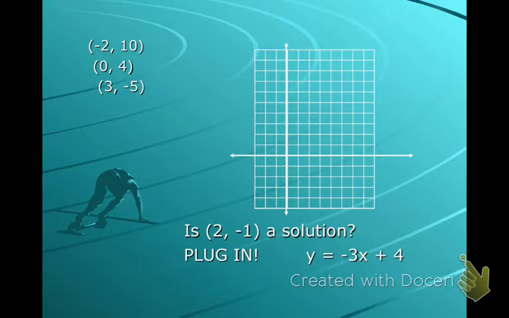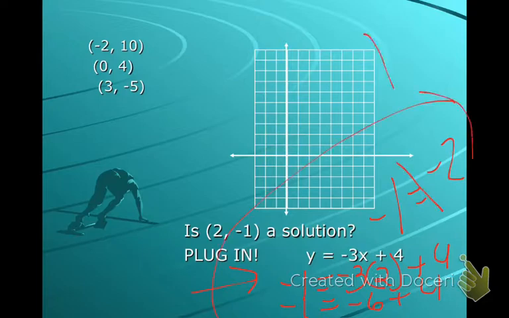Okay, now the question is, with negative 2, is 2, negative 1 a solution? Well, we plug it into our equation. We put negative 1 in for y equals negative 3 times a positive 2 plus 4. Well, negative 3 times 2 is a negative 6 plus 4, and that gives us a negative 2, so negative 1 equals negative 2 is false, so they are not solutions. That's how you prove it. You will have to do that on a quiz one day. All right, the next slide.